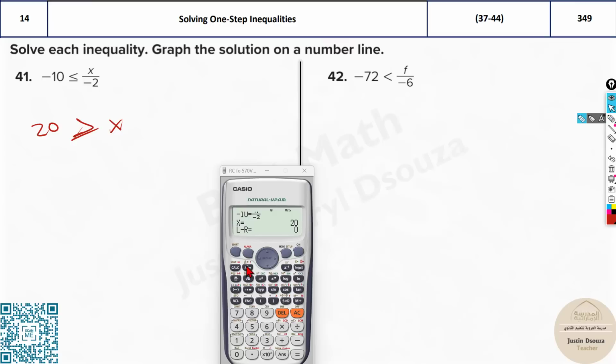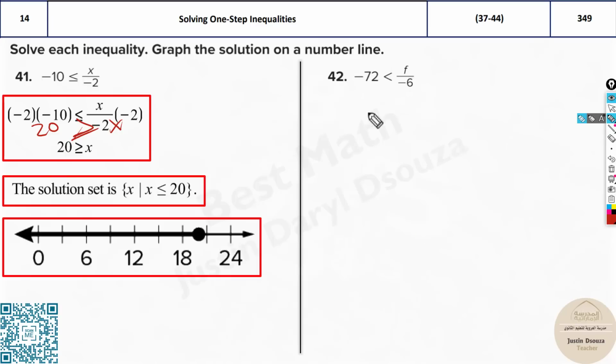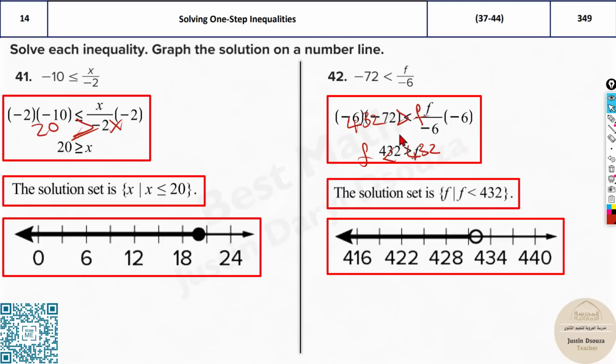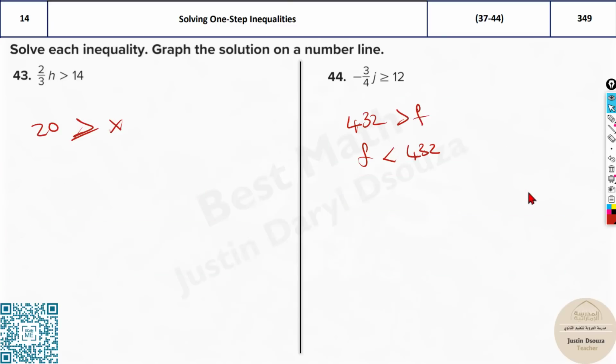Now, even over here, the next problem, I'll just do it in the calculator just to show you how it can be done. 72 minus 72 equals, we have x by minus 6. So shift and solve, and that's the answer, 432. Here, when we write 432, make sure you flip the inequality for f. If you want to write f first, it will be f less than 432. So here you can see it's 20 greater than or equal to x, or x less than or equal to 20. So here as well, f is greater than 432, or you can write it as f less than 432.